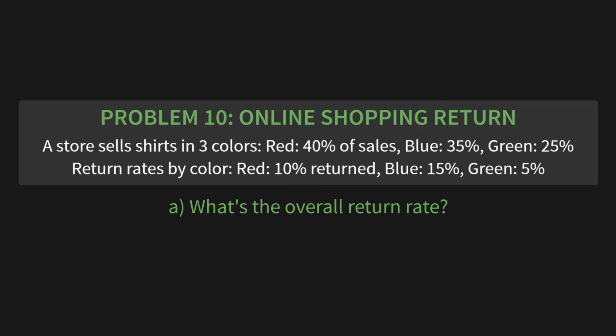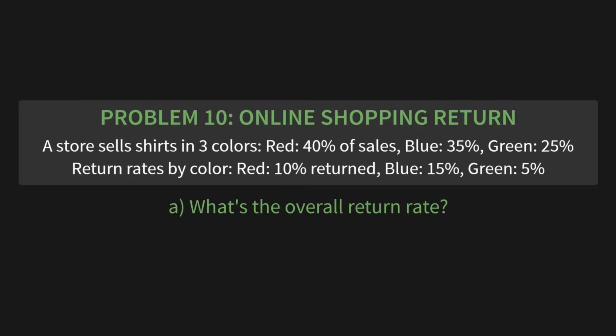All right, time to put everything together. An online store sells shirts in 3 colors, and I've got some interesting data for you. Red shirts make up 40% of all sales. Blue shirts are 35%, and green shirts are 25%. But here's where it gets interesting.